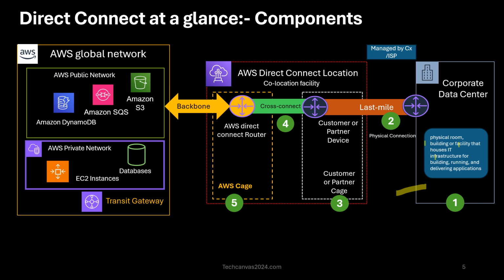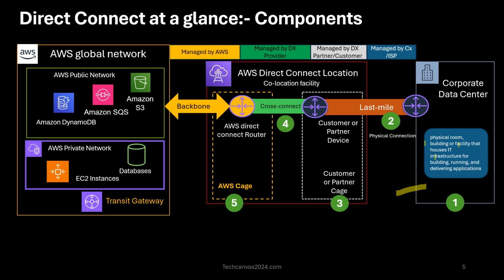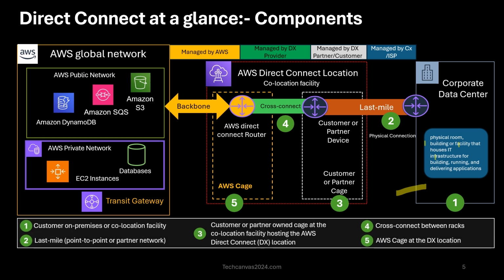Last mile connection is managed by the customer or the local ISPs. Second, your router, the customer router or a partner router at the AWS Direct Connect location, is managed by either the partner or the customer. Then there is the Direct Connect location router, the AWS router, which is managed by the AWS Direct Connect provider. Fourth is the backbone network, which is managed by AWS. So that's how the major components of AWS Direct Connect work in tandem, right?